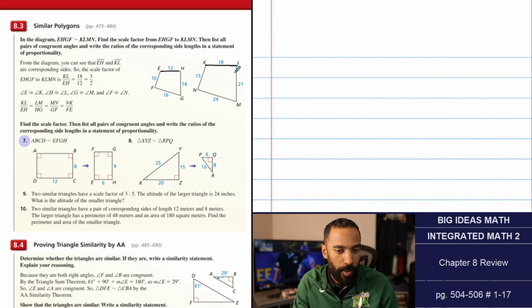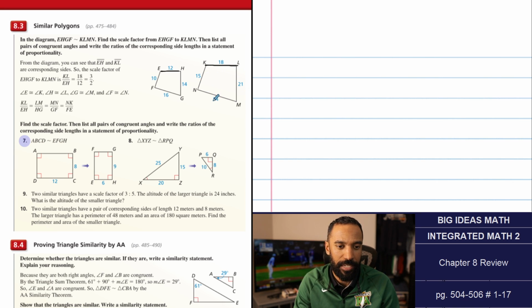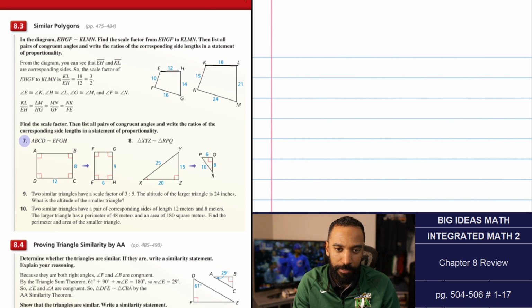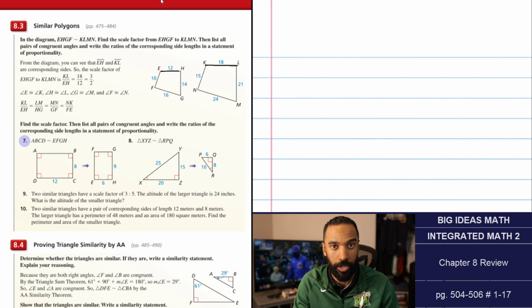They did 18 divided by 12. You could also do 21 divided by 14, or this, or that. You'll get 3 halves no matter what you do because they're similar objects. Angle E is congruent to angle K, H to L, G to M, and F to N. In any similar figures, corresponding angles are congruent.